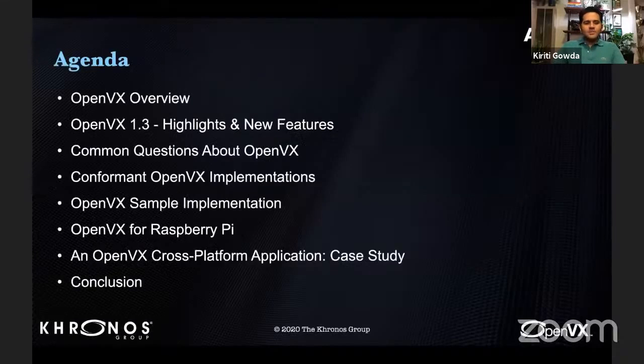So today's agenda, we'll just go over OpenVX, what it is and what the overview is. And then we'll talk about the latest OpenVX, which is OpenVX 1.3 highlights and new features. We'll talk about a few common questions that people have about OpenVX. And then we'll see what a conformant OpenVX is. And then we'll see some sample implementations and see what OpenVX for Raspberry Pi looks like. Those of you who are enthusiastic about doing small hobby projects, OpenVX is available on Raspberry Pi.